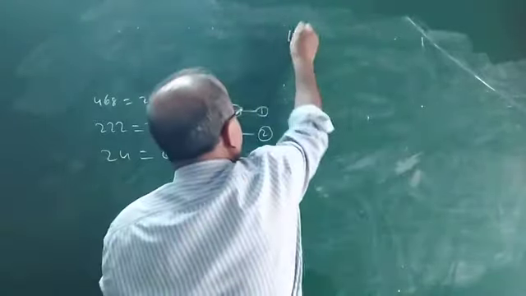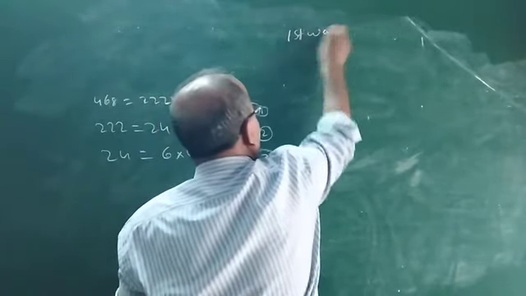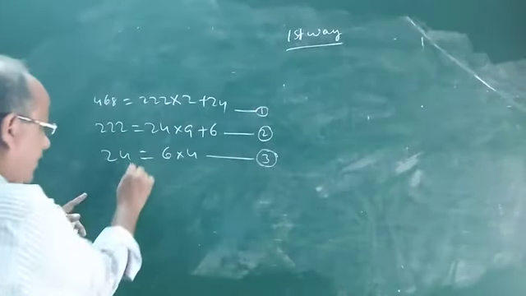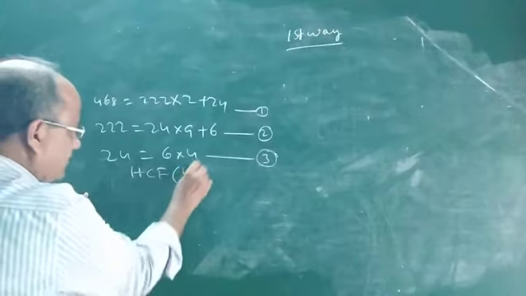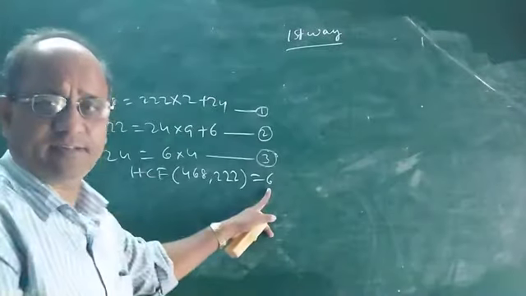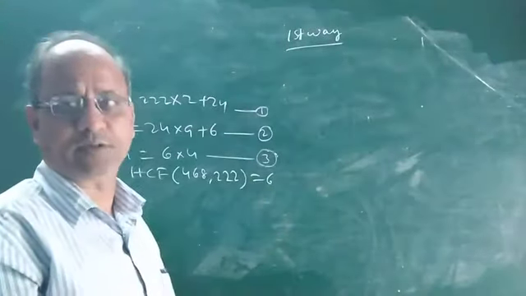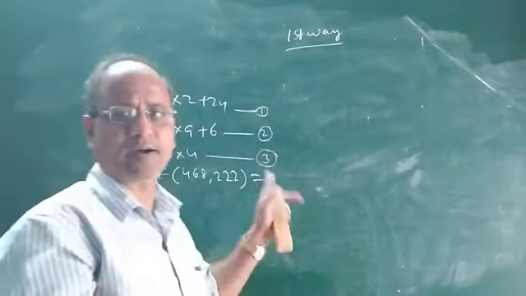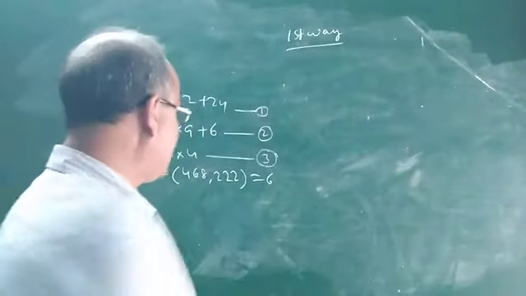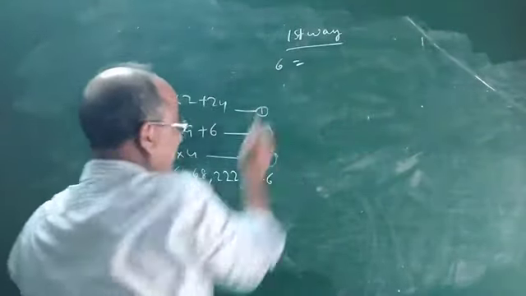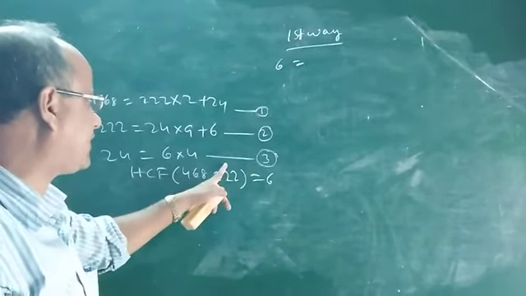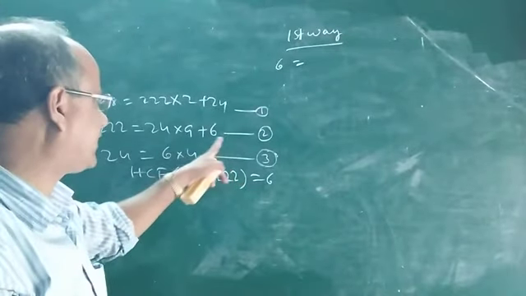See what is the first way of expressing the HCF. The HCF of 468 and 222 is 6. Now we have to express 6 as a linear combination of the two given positive integers, in the form of 468x plus 222y, where x and y are integers. Now to do that, see, the HCF is 6. This is the first step, second step and third step. Look at the second step. In the second step 6 is there.